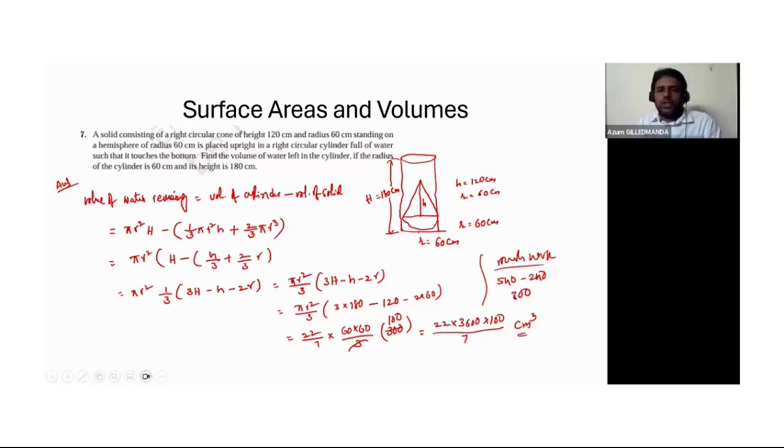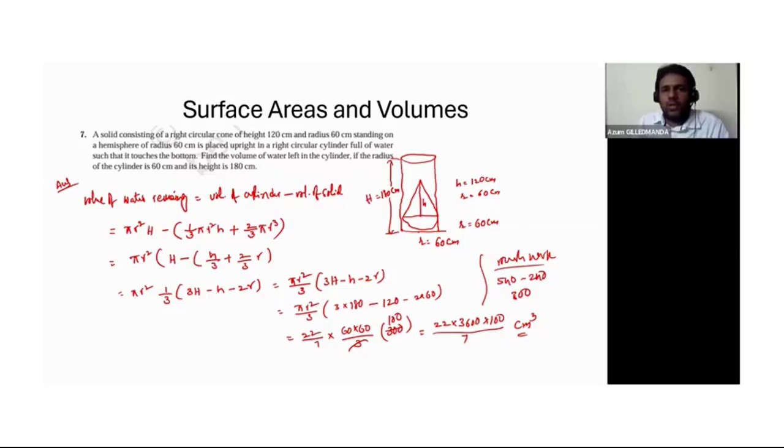Understood? So here, initially when we look at this problem, we thought it is very difficult, because actually it is difficult, because here 3 shapes are given. A solid is given. Solid is a combination of cone and hemisphere, and then that solid is put into a cylinder which is filled with water. Now when you put the solid into the cylinder, whatever the volume of that solid, that amount of water will be spilled out. Then they have asked for the volume of the remaining water. So how to do that?